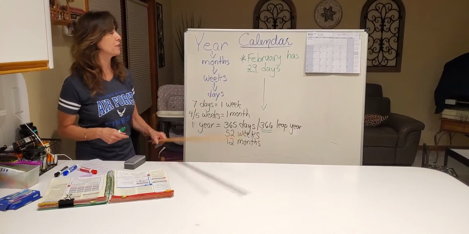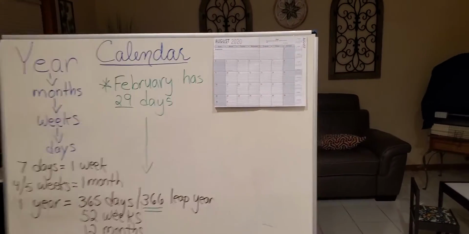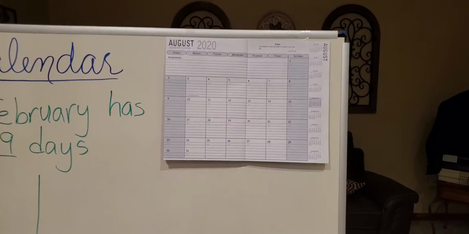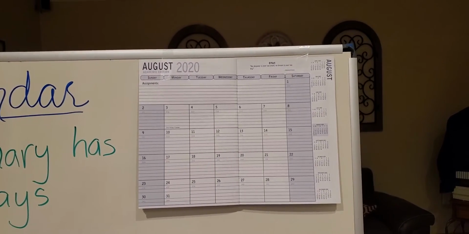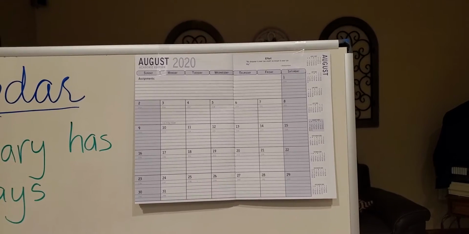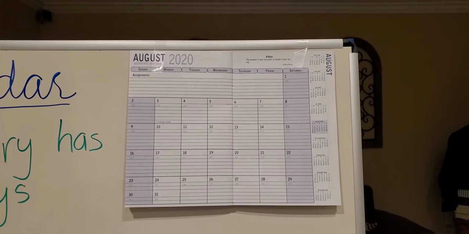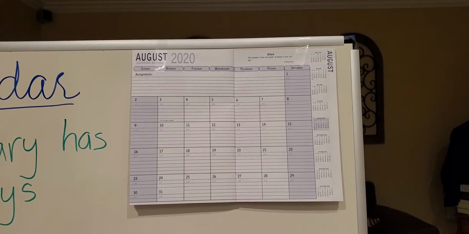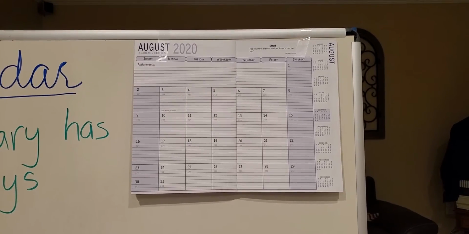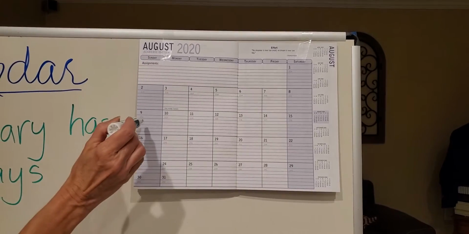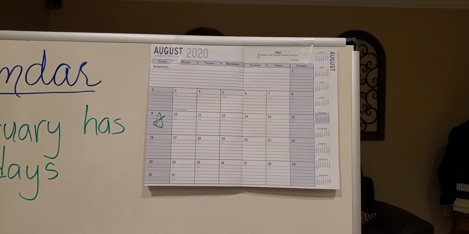Now, let's look at our calendar here. Boys and girls, this calendar is the August calendar of this year, actually. That's the 2020 August calendar. Now let's take a look over here and see if you can answer some questions about the 2020 August calendar. Let's see if you can figure out what is the day of the second Sunday in August? The second Sunday in August. Well, if you said the 9th, you are correct. The second Sunday in August is the 9th.